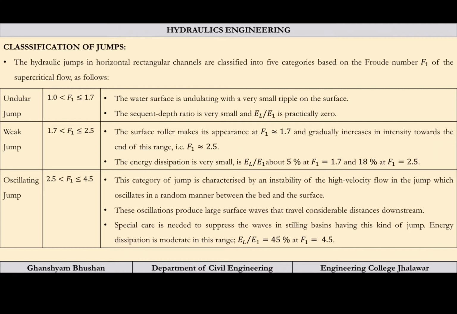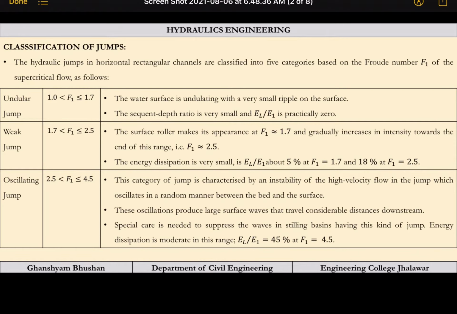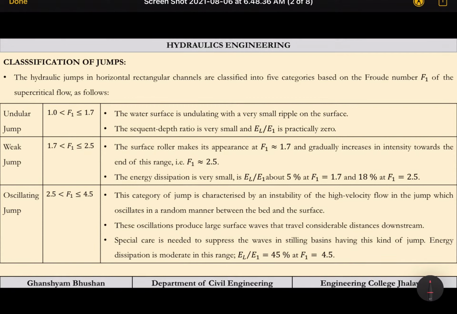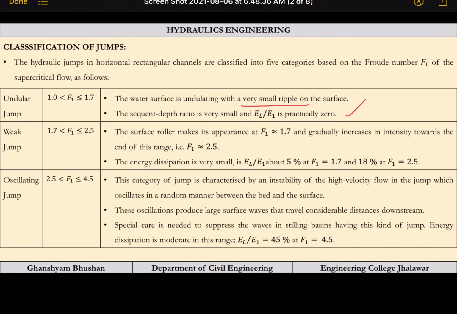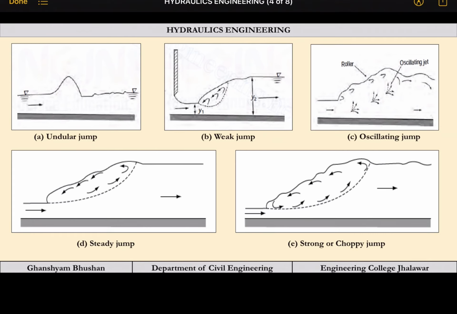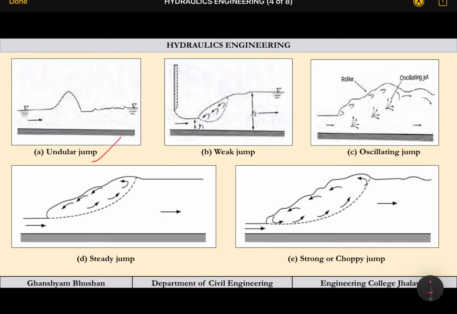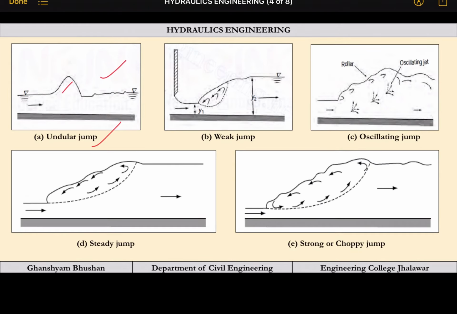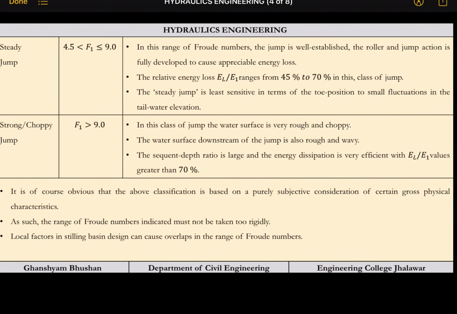The water surface is undulating with a very small ripple on the surface, and the sequent depth ratio is very small. So it will result in the loss being practically zero, so EL by E1 will be zero. Let me just show you this diagram. An undular jump will look like this. Very small ripple is there, and you can see hardly any energy is being lost.